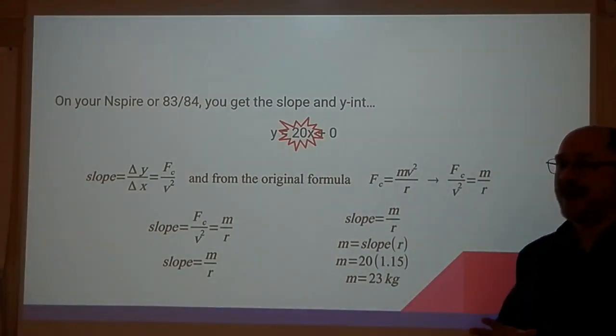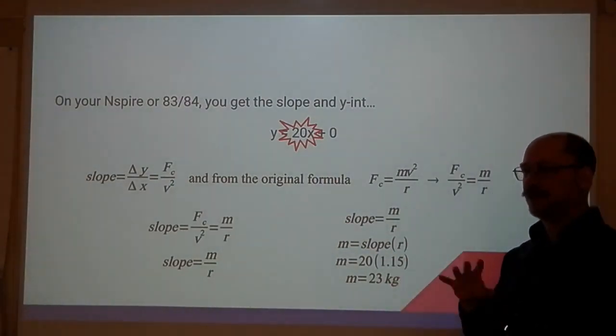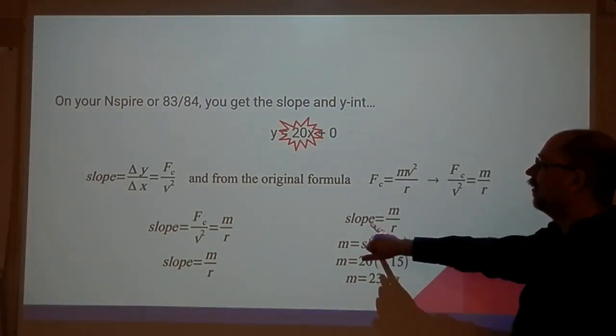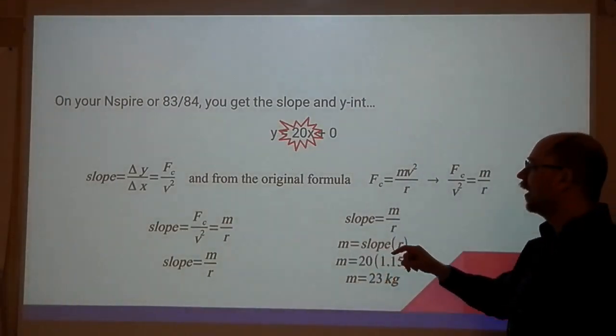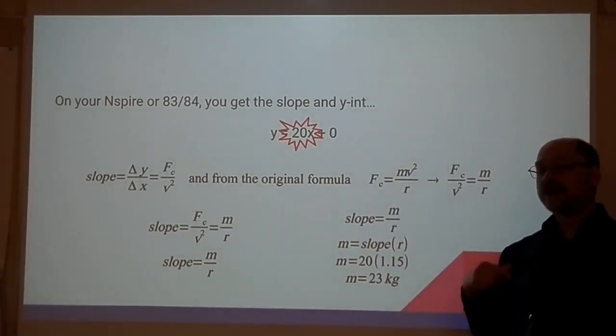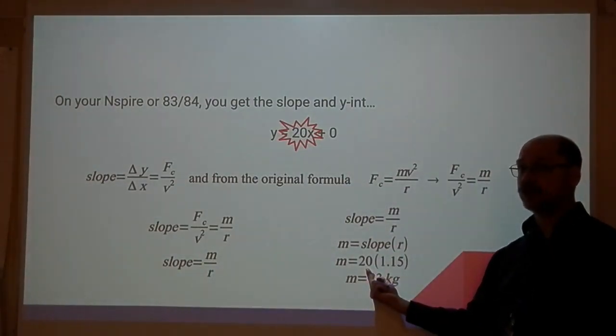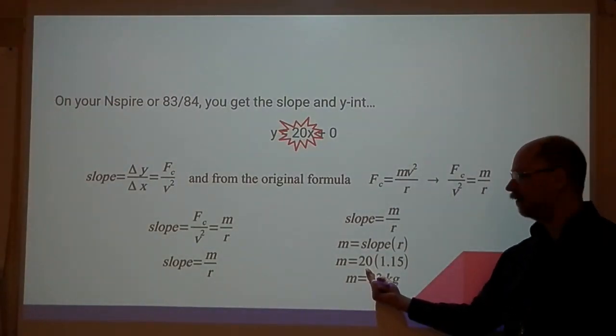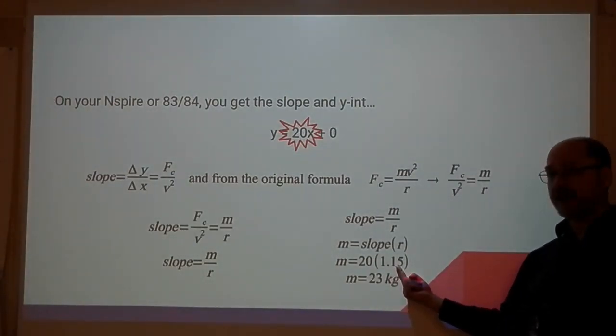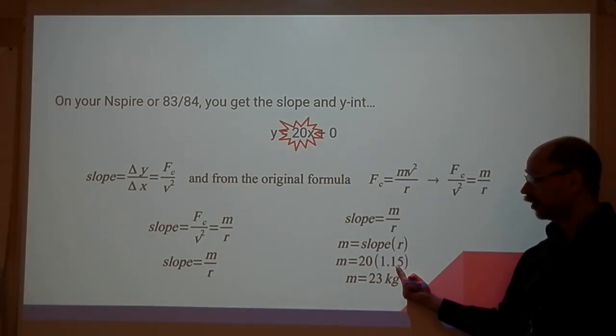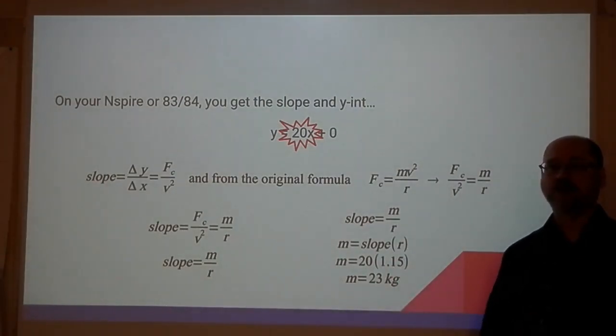And I'm sorry, I know mass, slope, m in the formula from your calculator look like the same thing. That's why I wrote the word slope here. I manipulate the formula. This is where it's good if you're on an Nspire and you have that value for 20. You can just press var and stick it in. 20 times the radius that was given to me back in the question gives me a mass of 23 kilograms.